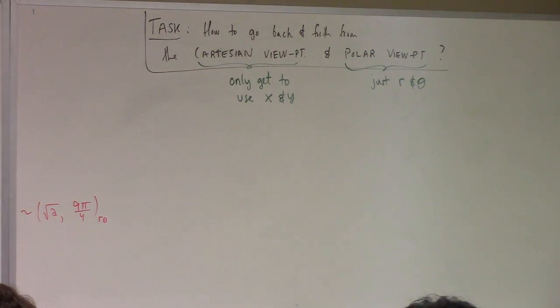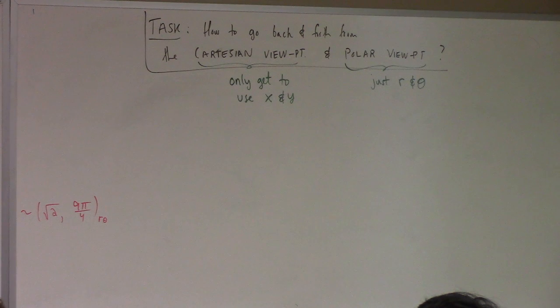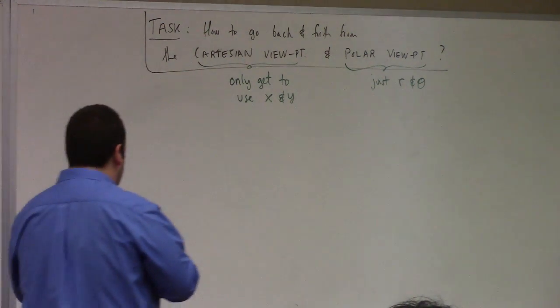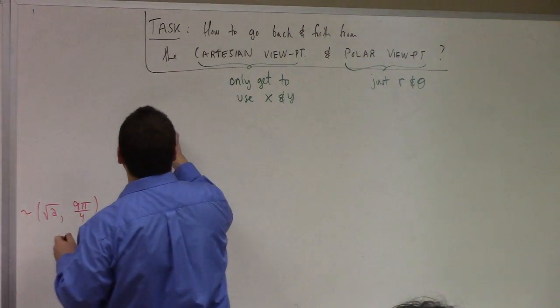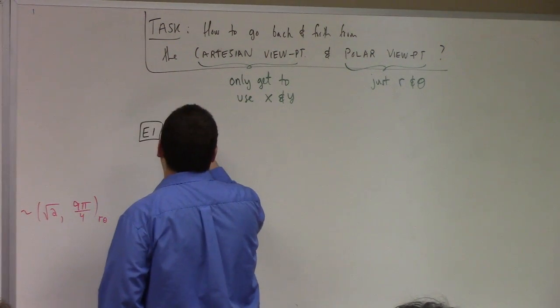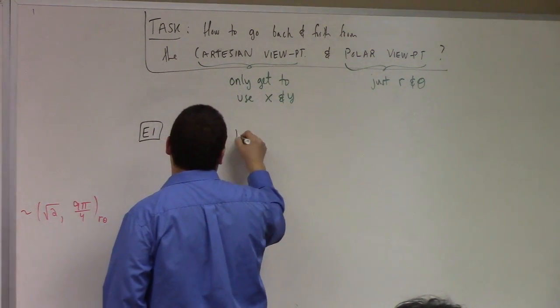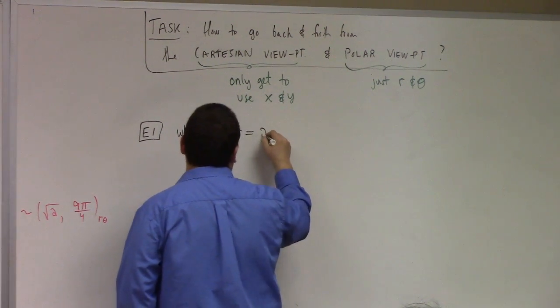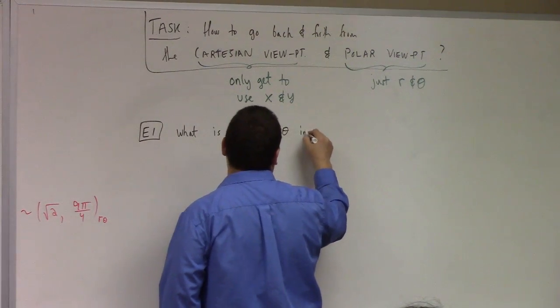Pick your favorite bridge, but let's see here. So these are how to go from polars to Cartesians, and vice versa: tangent theta is y over x, x squared plus y squared is r squared. That's how to go the other way, right? So we can look at examples. Let's just start looking at some examples. For example, what is r equals 2 sine theta in Cartesians?